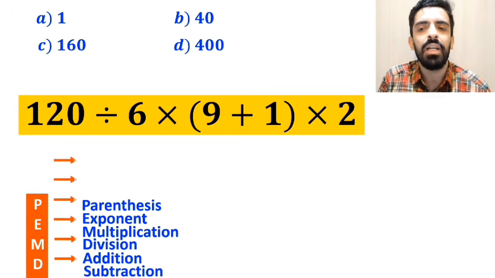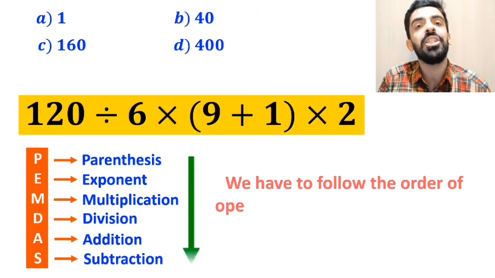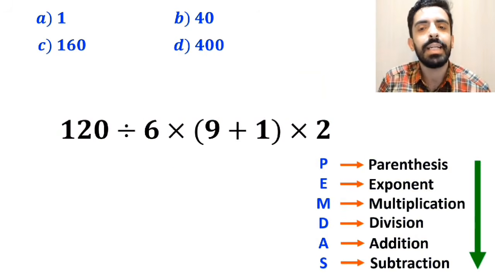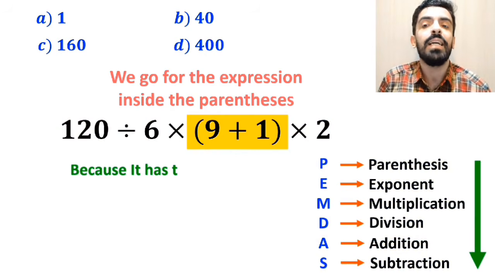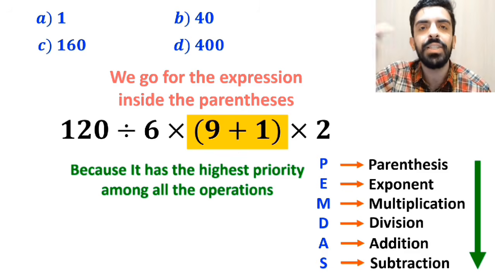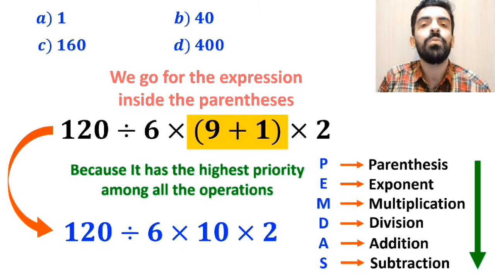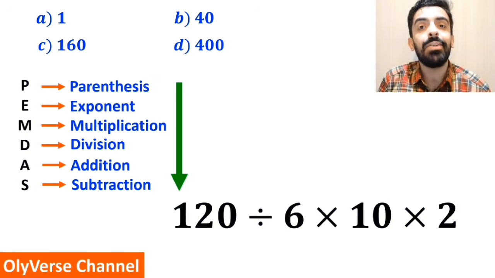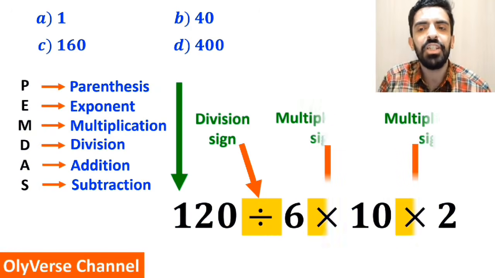To solve this question, we must follow a rule that is called PEMDAS. We have to follow the order of operations I told you, step by step from top to bottom. Okay, in the first step, we go for the expression inside the parentheses because it has the highest priority among all the operations. So, instead of this expression, we can write 120 divided by 6 multiplied by 10 and again multiplied by 2.